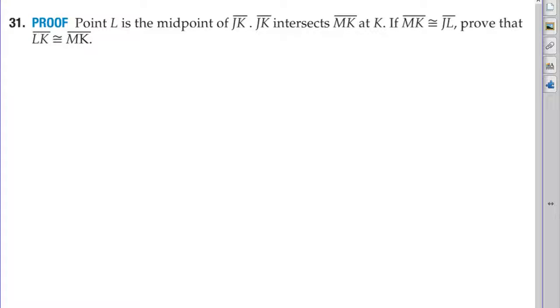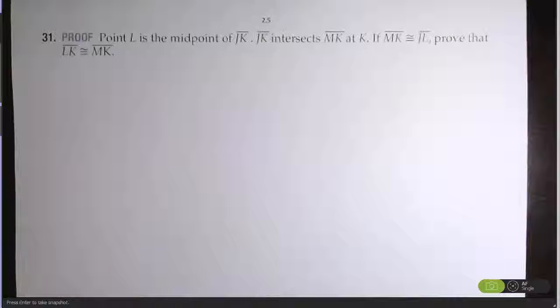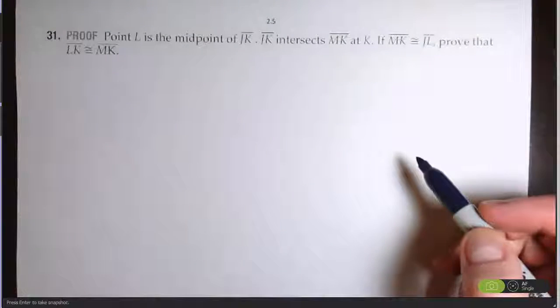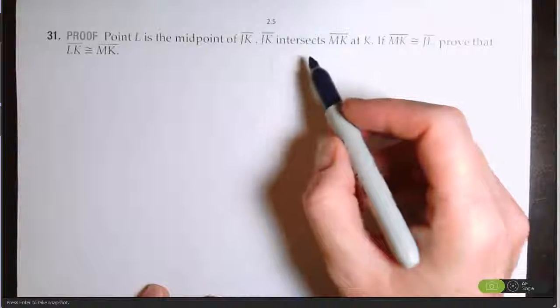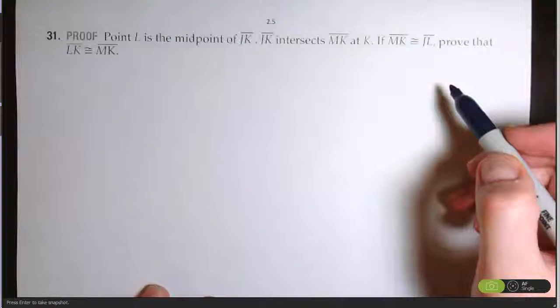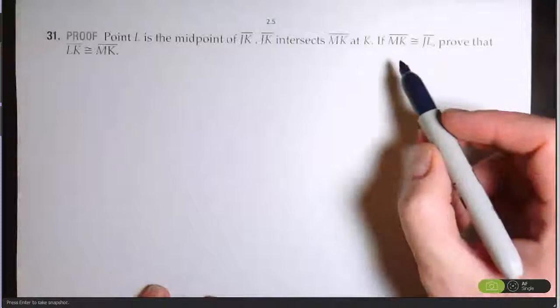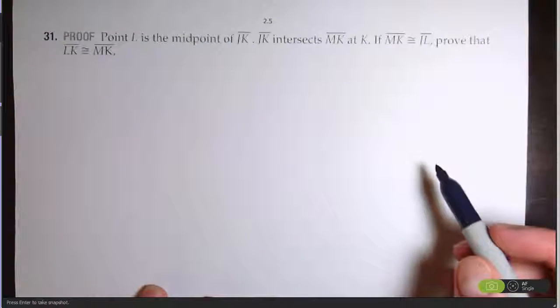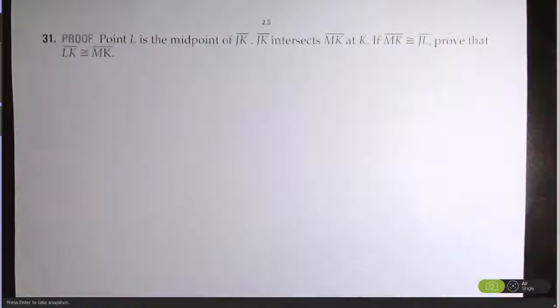So the last example I want to look at for this video, and we did more in class, but really this is enough for the video. Okay. All right, so we got that point L is the midpoint of JK, and JK intersects MK at K. Okay. So if MK is congruent to JL, prove that LK is congruent to MK. So that's what we're going to have to explain.